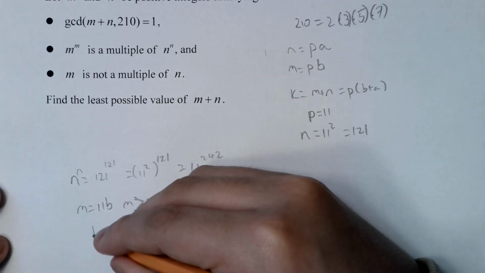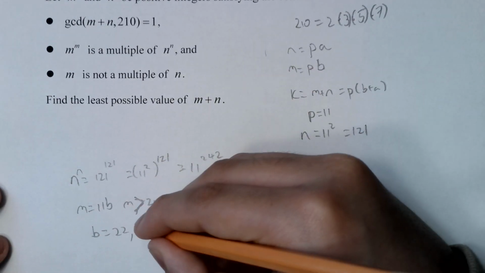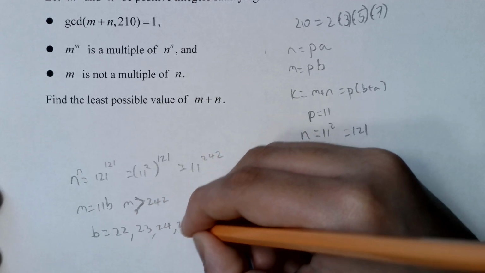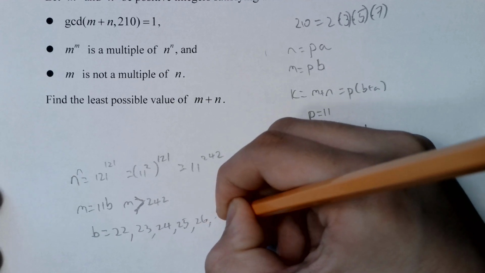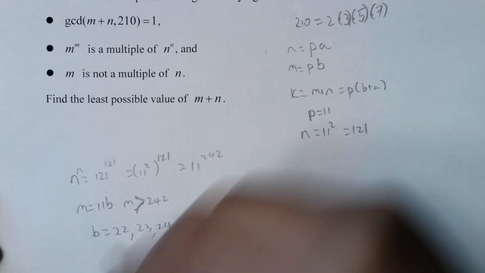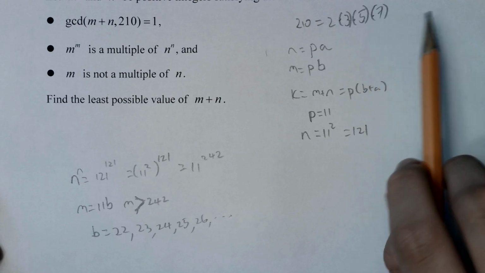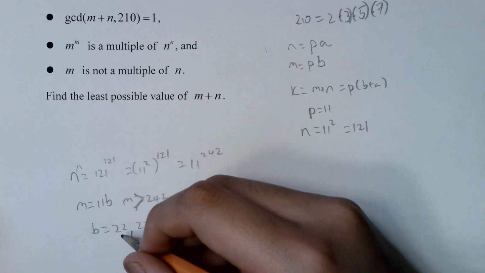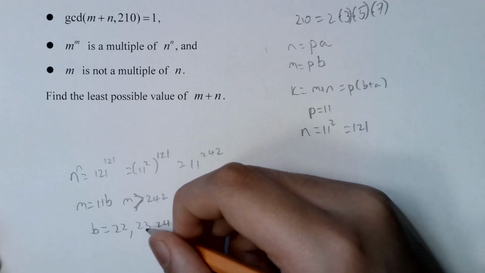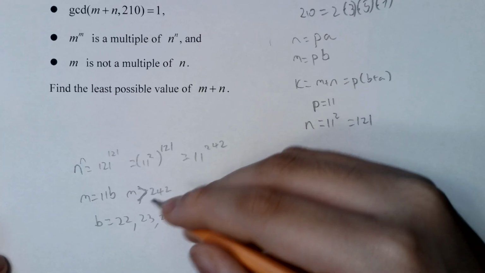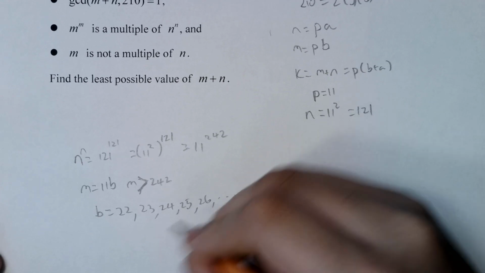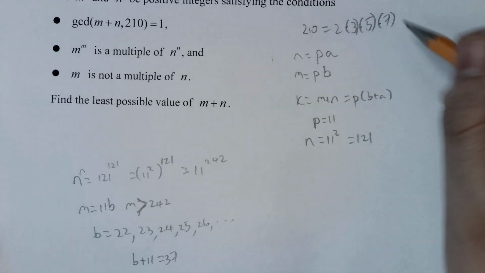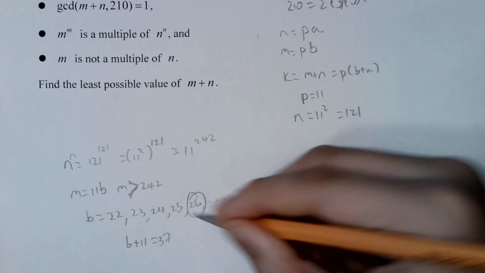Right, now this means that b is going to equal 22, 23, 24, 25, 26, and beyond. However, we also need that b plus 11 cannot be divisible by 2, 3, 5, or 7. Therefore, b cannot be equal to 22, as 33 is divisible by 3. Same thing for 23, 24, and 25. However, if b is equal to 26, we get that b plus 11 is going to equal 37, which is not divisible by these four numbers. So now we know that b has to be equal to 26.